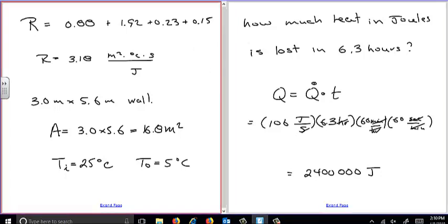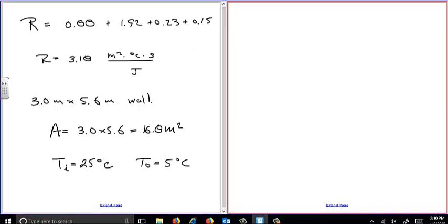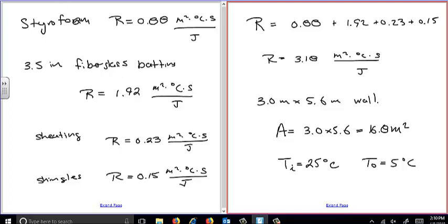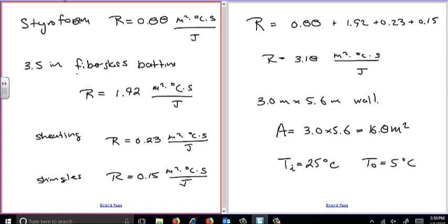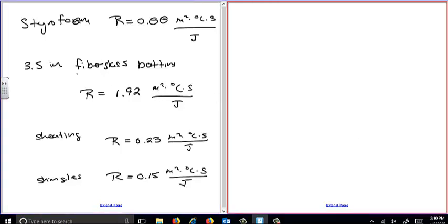One last thing I may ask you to do, for the wall: what is the heat transfer coefficient associated with an R value? So remember, R is equal to L divided by K, or K is L divided by R.